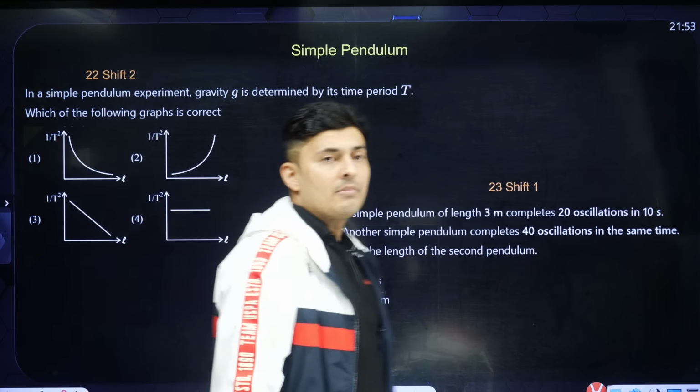Moment of inertia of a cavity. See, man, what you need to do for moment of inertia of a cavity. Say for example, this is the disc which is being removed.